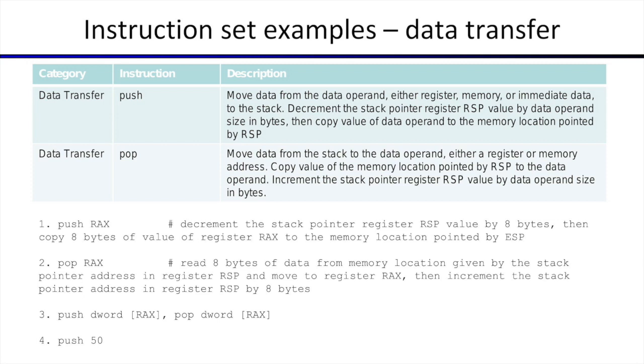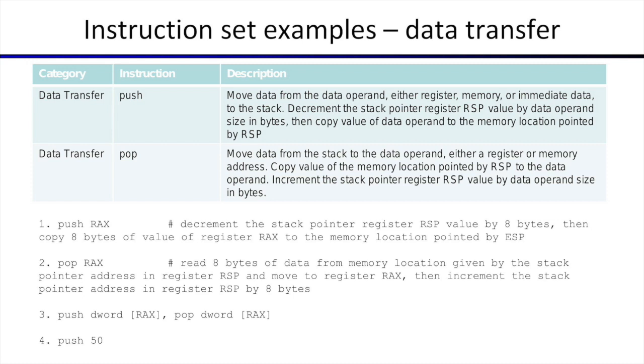Pop works the reverse way. Pop is going to move the data out of the stack to the data operand. So it copies the value of the memory location pointed by RSP to the data operand, then changes the stack register RSP value by the data operand size in bytes. Actually, it increments the RSP stack value because the stack decrements on push and increments on pop.